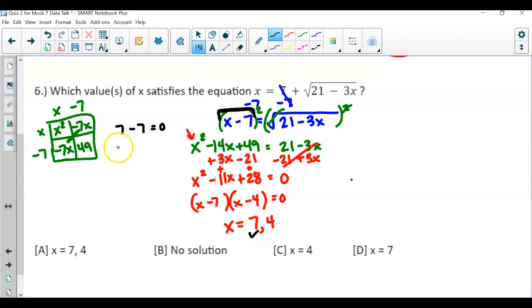Now let's check 4. 4 minus 7, which is negative 3. Notice how you have a negative value, which will never equal a positive, because remember, we're going to focus on positive when simplifying the radical. So 4 is extraneous. That's why the answer is D. x can only equal 7.